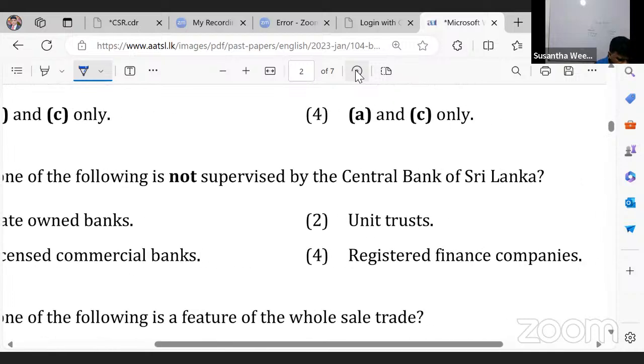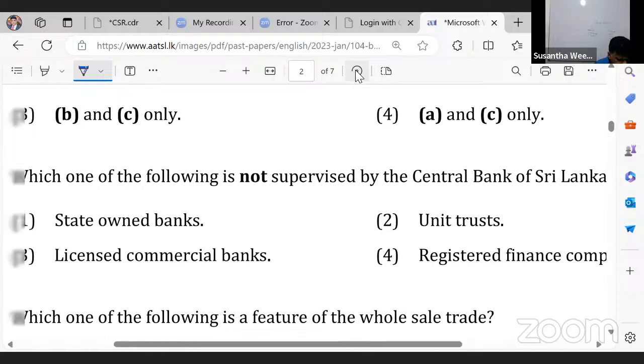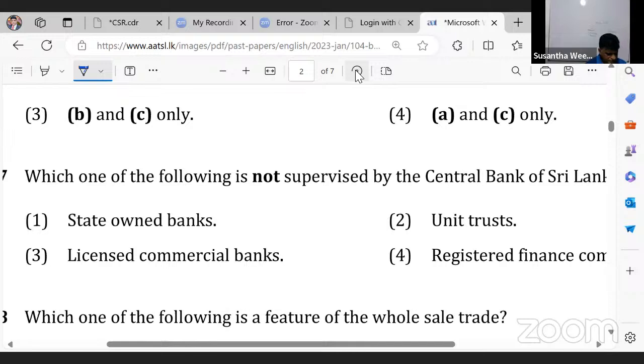Which one of the following is not supervised by the Central Bank of Sri Lanka? Right? State-owned banks. State-owned banks, that is definitely something the central bank is supposed to control. Bank of Ceylon. Anyway, those are commercial banks. Unit trust. Unit trust is a kind of investment.